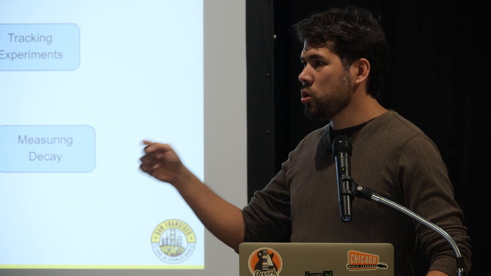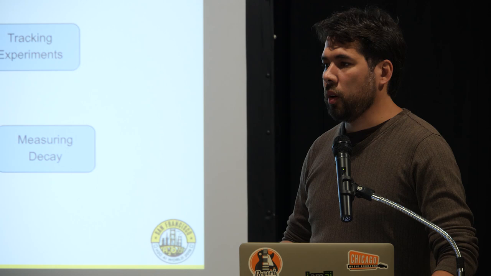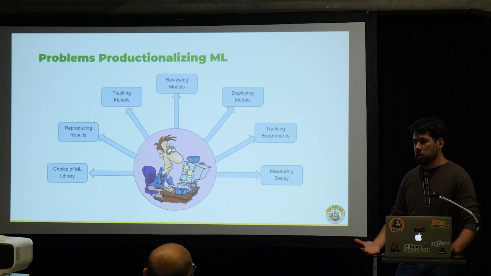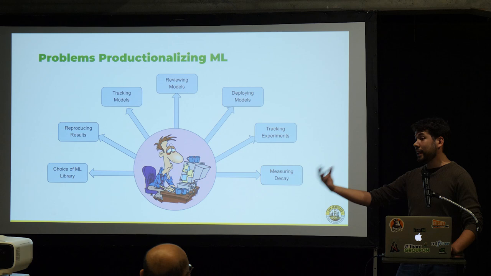So I want to take that out of the heads of the guys who are doing modeling. That shouldn't be the case. When you train your model, all the information should be stored automatically. It's not just the model itself. It's the hyperparameters you use. It's the query you use. It's the data you use. Validations you use.